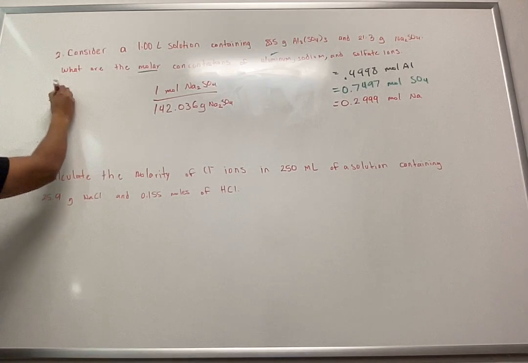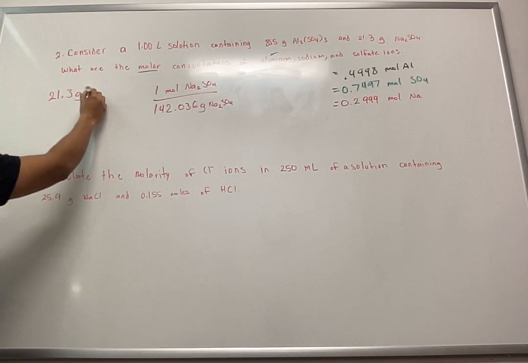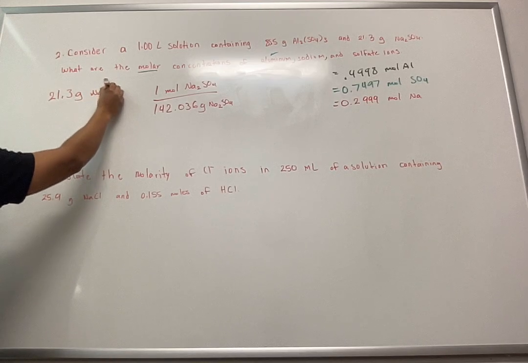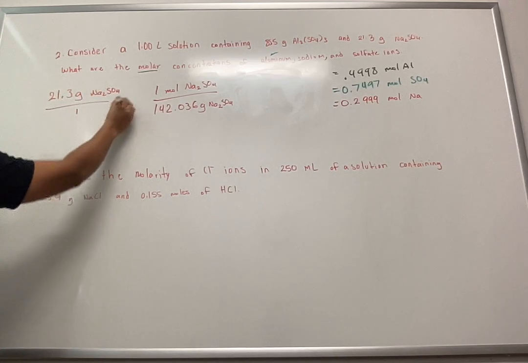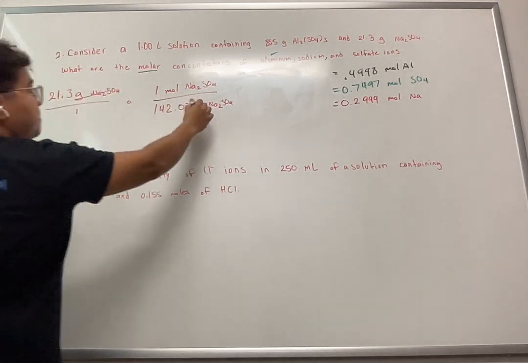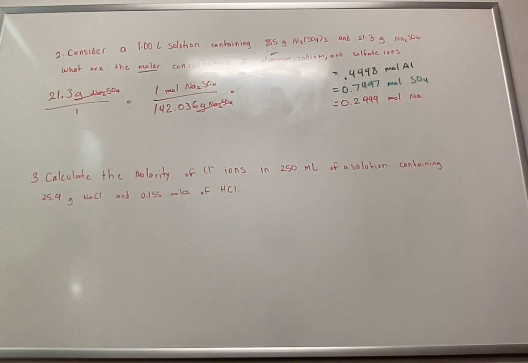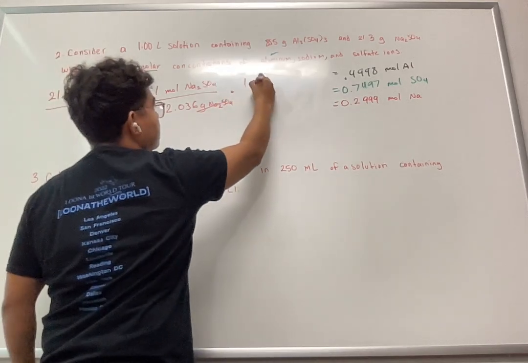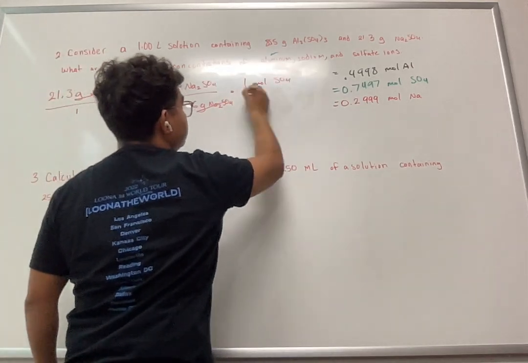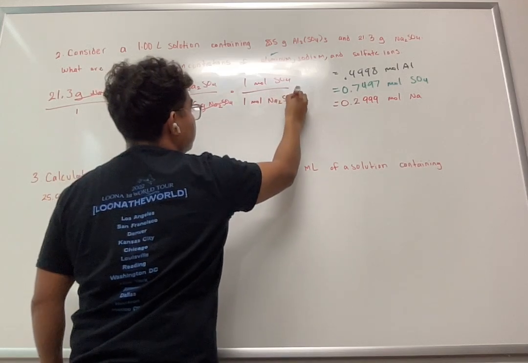21.3 grams. We're starting just to get the sulfate. 21.3 grams of sodium sulfate over 1 times 1 mole of Na2SO4. Weight's gotta cancel out. And then we get the number of moles of sulfate. In this case, we just got SO4, which is just one. So 1 mole of SO4 over 1 mole of Na2SO4.